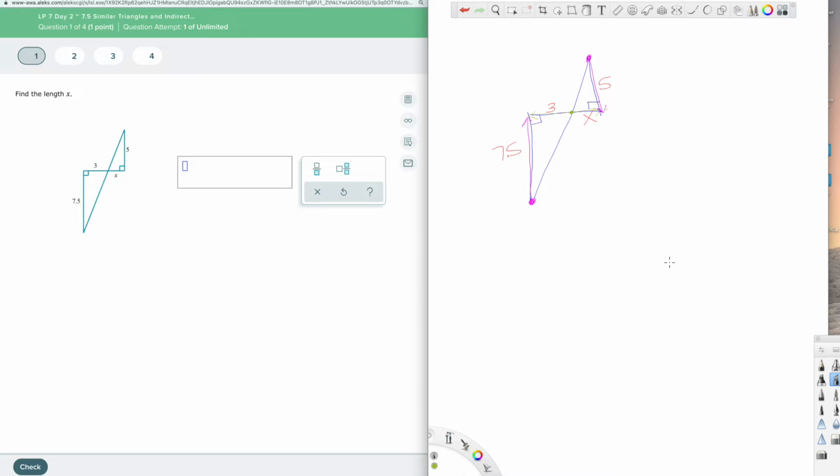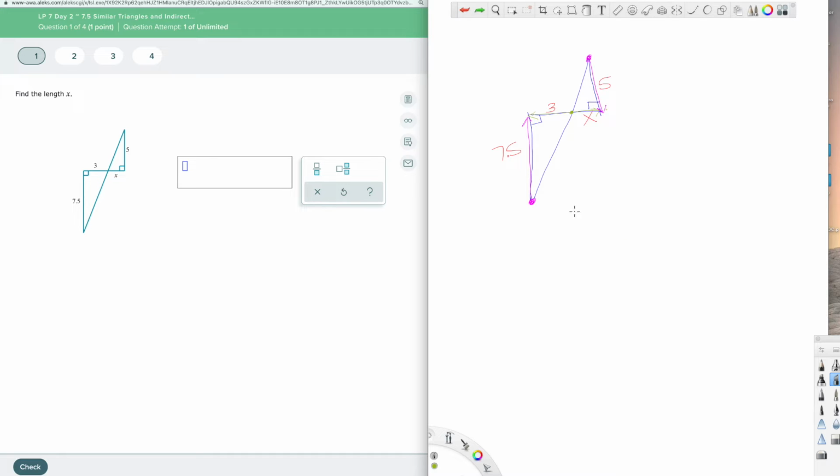So again, you can use their way, where you name all the vertices and show which sides correspond to each other, but you can also use this visual direction. It's just up to what makes more sense to you. I think I'm going to make this a little bit bigger. The pen's a little small. It's writing teeny tiny to me.